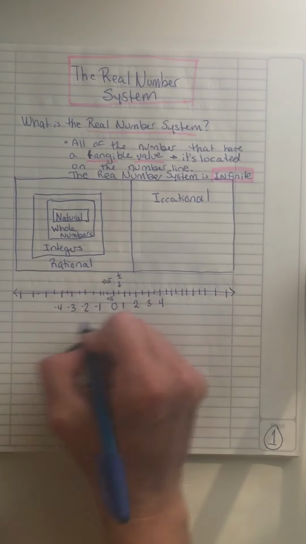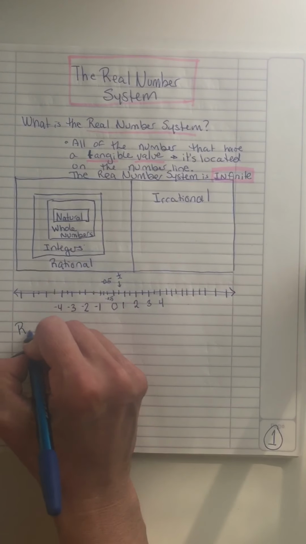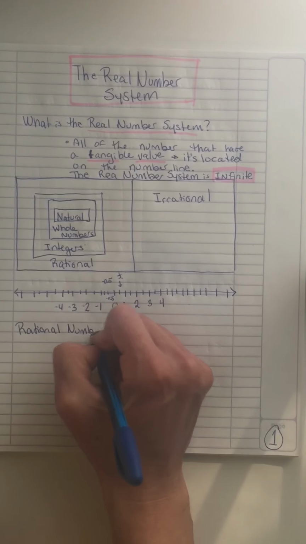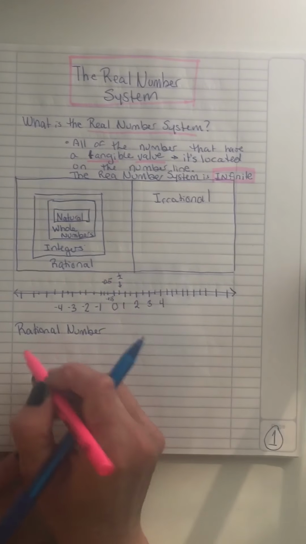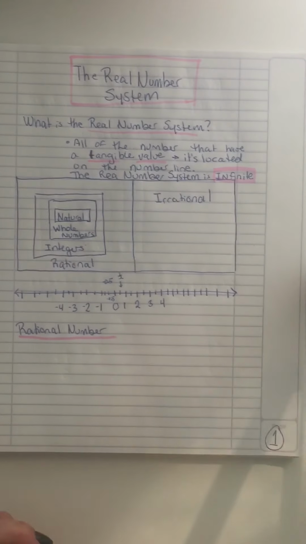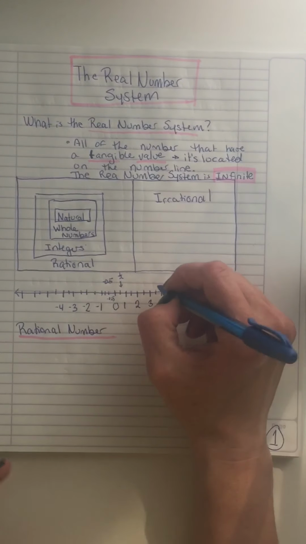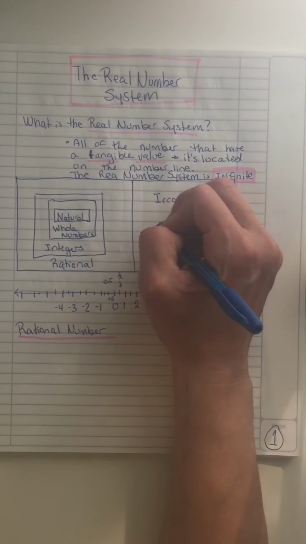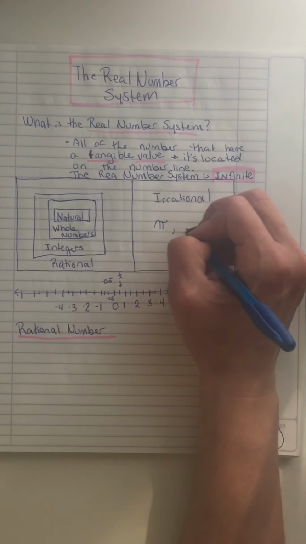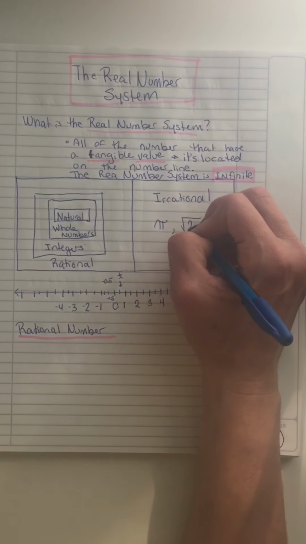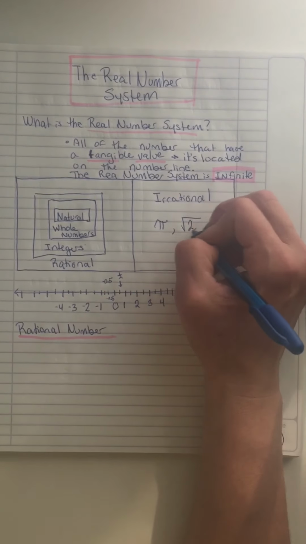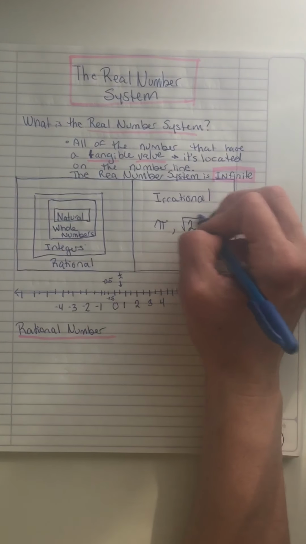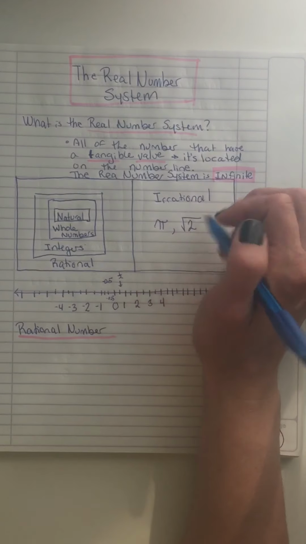So a rational number, underline that. Let me give you an example of an irrational number first. The first one that we learned about was pi. And then we talked about how a lot of times things with radical signs, not always, it has to be something under the radical that's not a perfect square. So radical 2, or the square root of 2, is an irrational number.